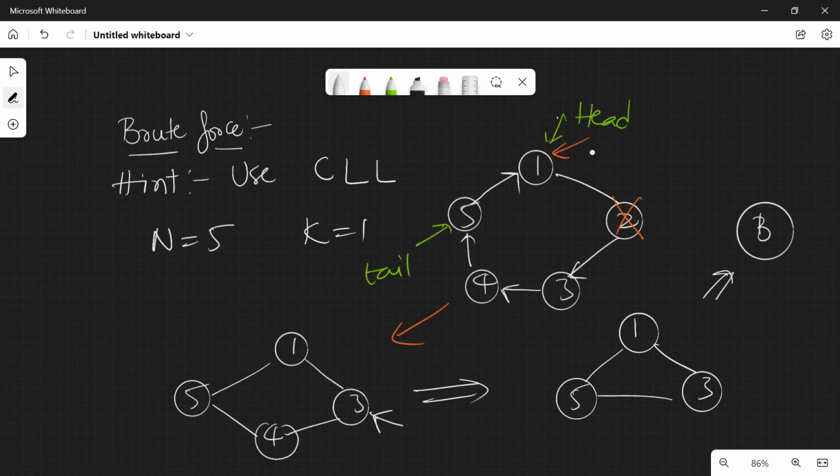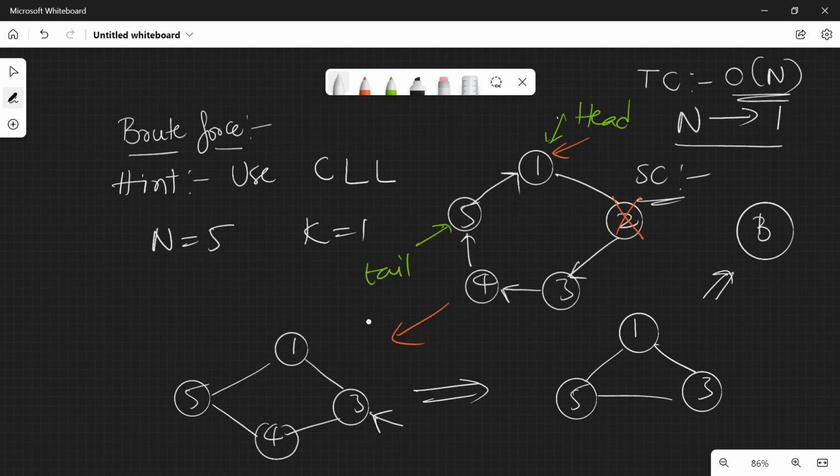So what will be the time complexity? Each time you are removing one node until we are left with a single node. Initially we had n nodes, and we are removing a node every time until we are left with a single node. So the time complexity will be big O of n, right? And what about space complexity? We are taking a circular linked list of n nodes, so the space complexity will be big O of n.